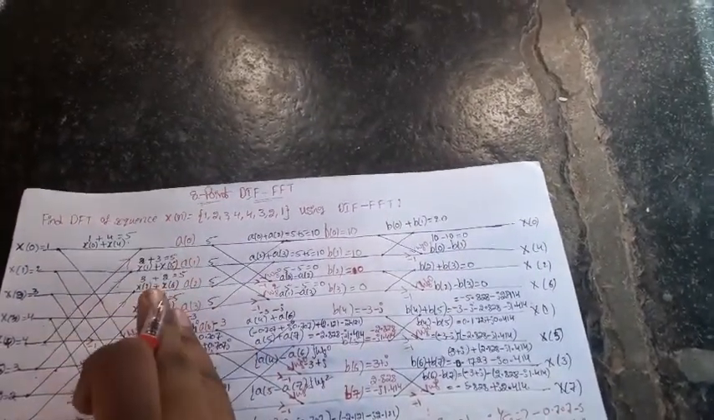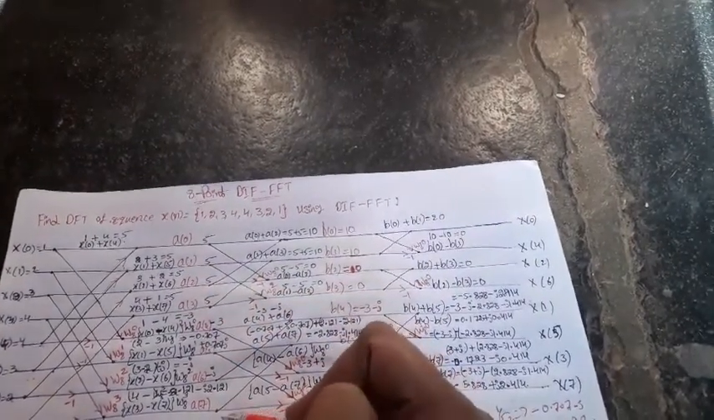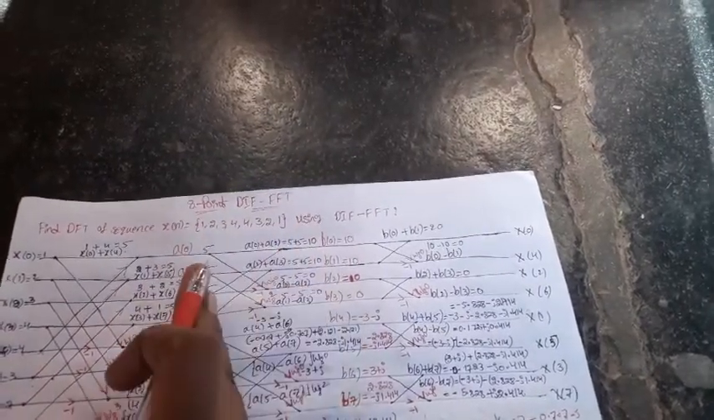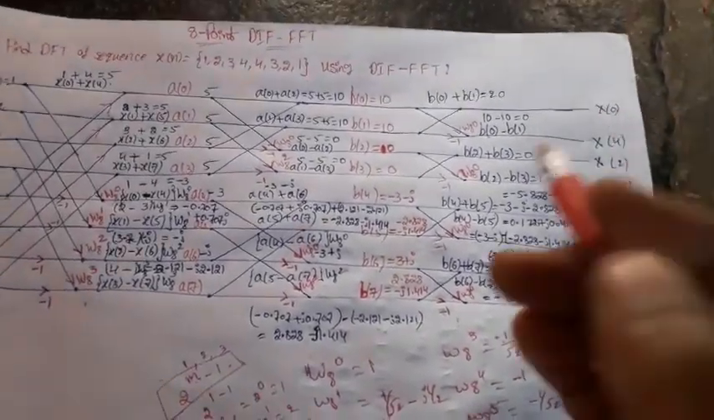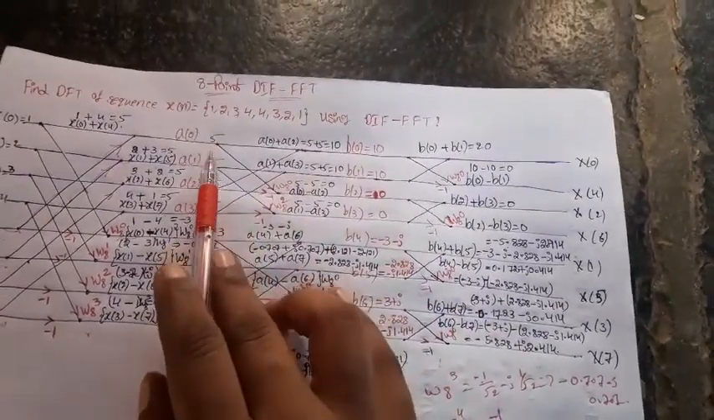In this first stage, outputs can be represented as a of 0, a of 1 up to a of 7. These first stage outputs are taken as second stage inputs. First stage outputs are taken as second stage inputs. Okay, in this second stage inputs, the butterflies are connected.